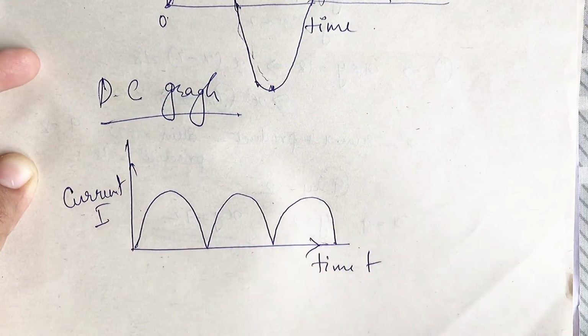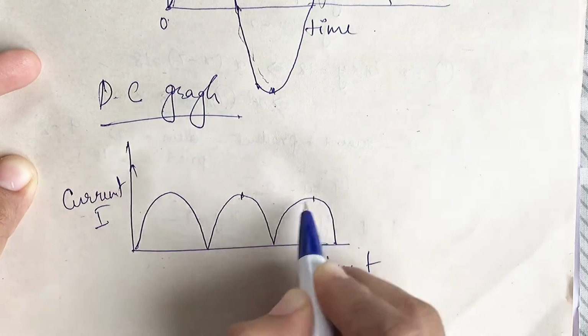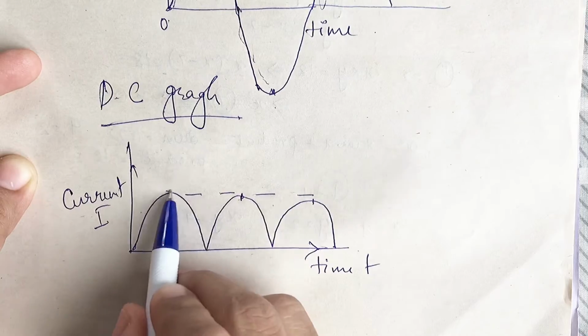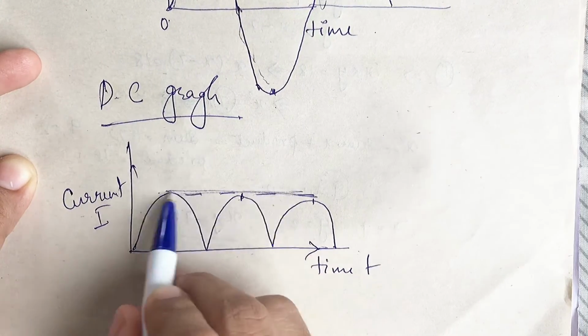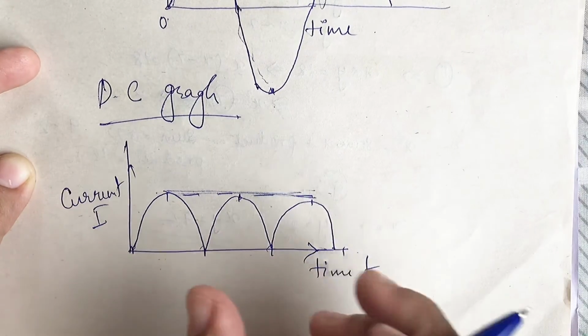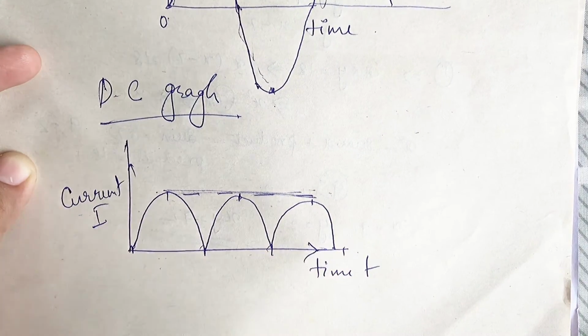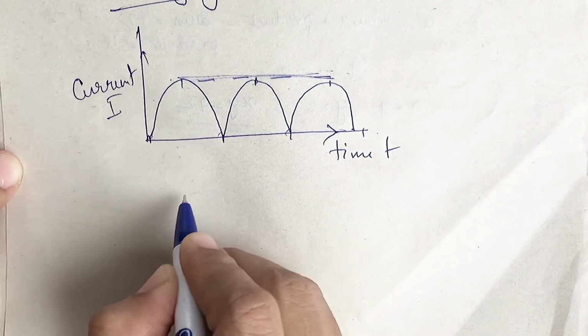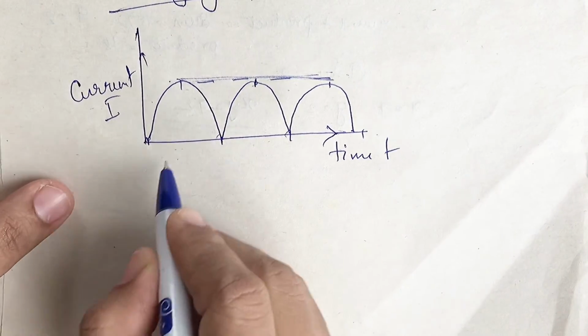While drawing, you should be very careful about a constant maximum level. This should be a constant, a straight level, and also these periods should be the same. That means you must take correct measurements before drawing the graph. Okay.